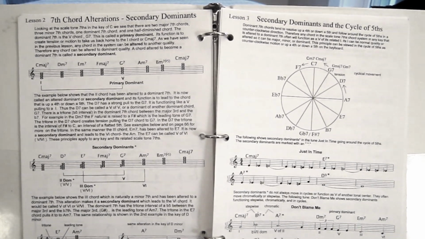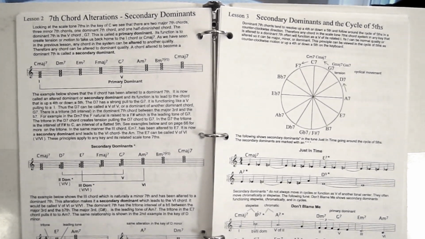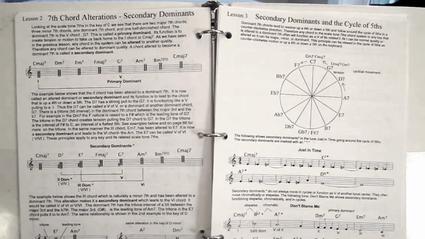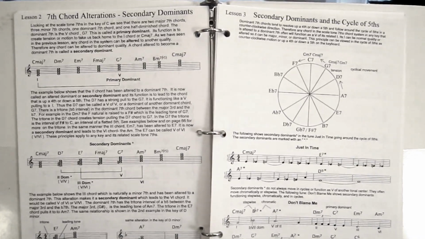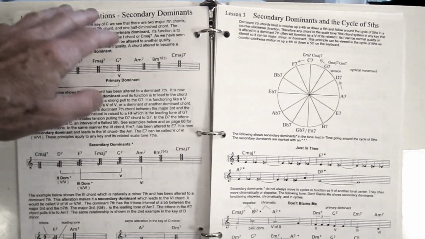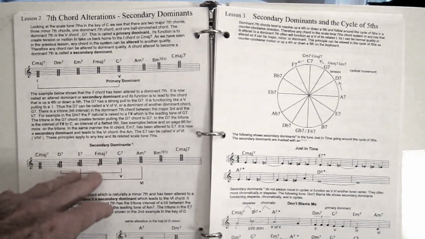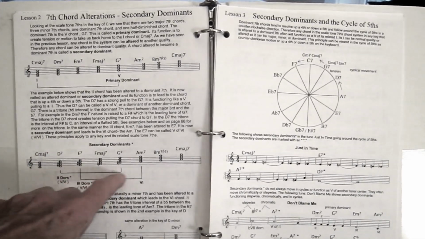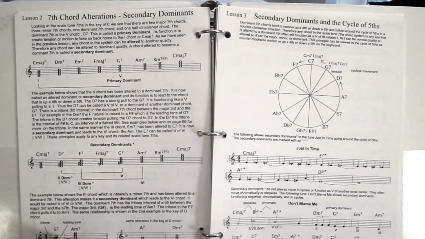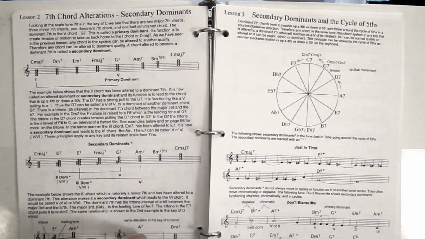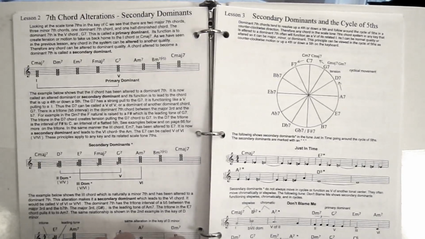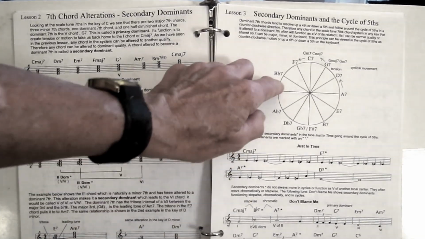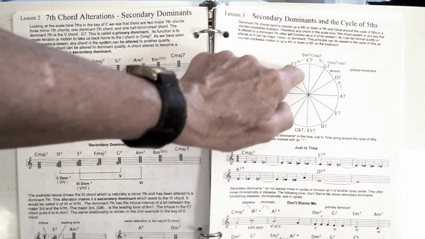Here in my book I have 2 pages of the theory of secondary dominants, in other words, how they work within a diatonic system. It explains the theory, as well as showing the alterations and how these alterations lead to other chords in order to create harmonic movement within a song. And then I show how it relates in the cycle of fifths.